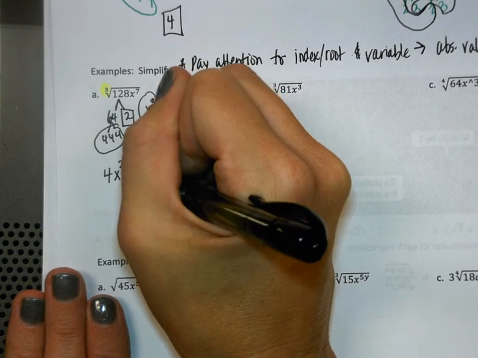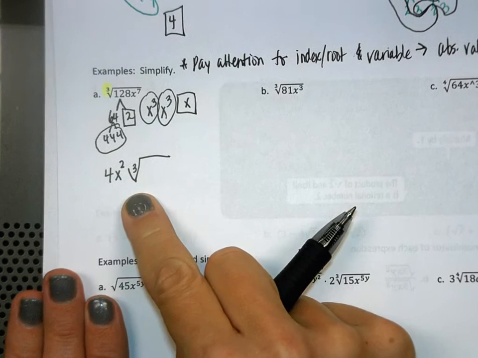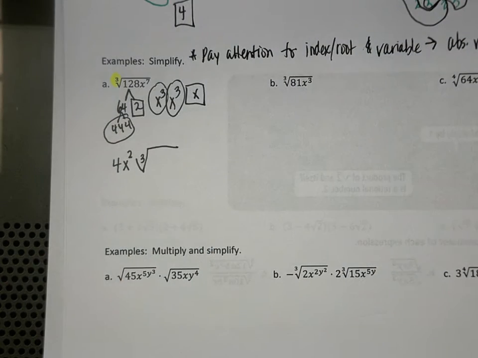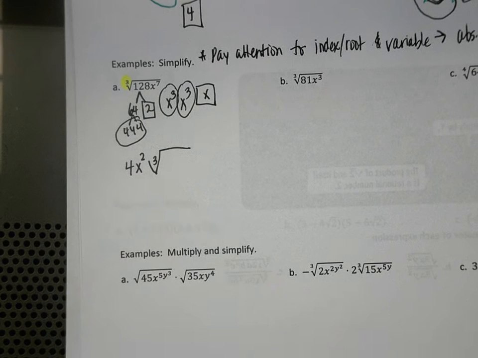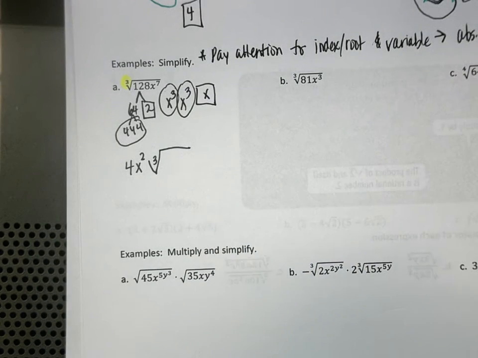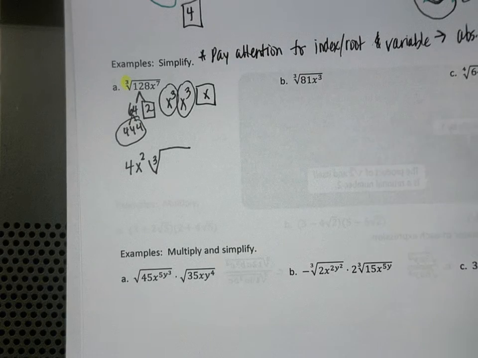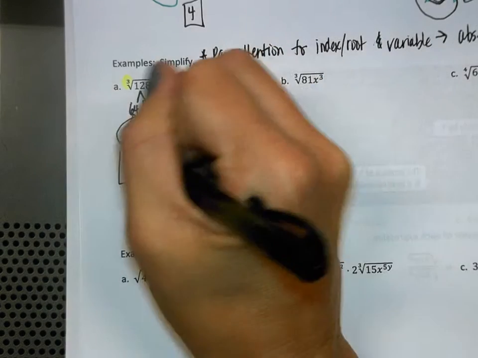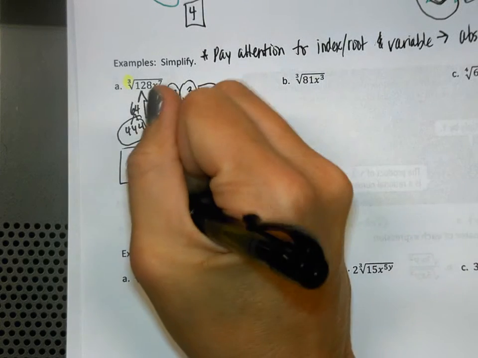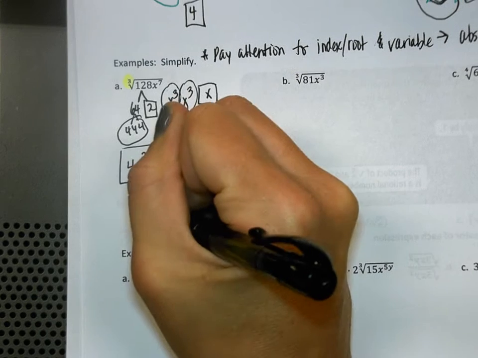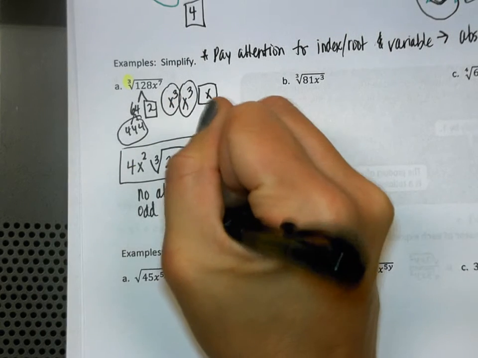When you write your leftover root, you need to make sure you keep the same index. Also, make sure that number is going inside your radical. Otherwise, it looks like it's a number 3. So it's really like a little number inside that, letting you know that the index is 3. Okay? And then what is left under my radical? 2x. And again, we might want to write a note here: no absolute value, odd index.